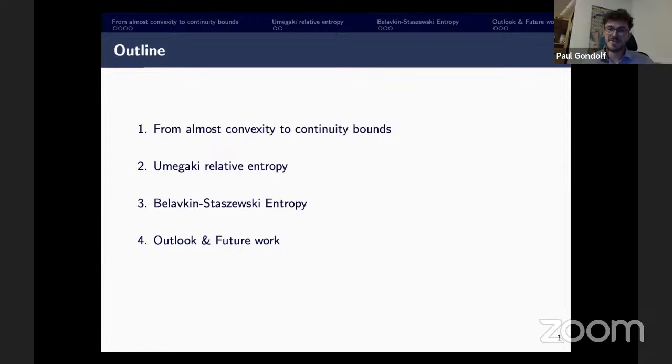The second part will be about applications. First of all, the Umegaki relative entropy is sort of a proof of concept. We will derive the best known bounds for these derived entropic quantities, for example, conditional entropy, mutual information, conditional mutual information. Further, we will obtain something that we call divergence bounds, and also a continuity bound for the Umegaki relative entropy itself on a suitably defined set. And then in the second application, we will tackle the Belavkin-Staszewski entropy. I will end my talk with an outlook and discuss some future work.